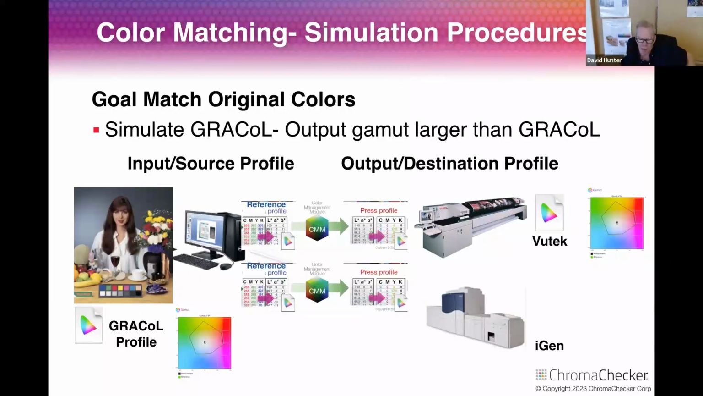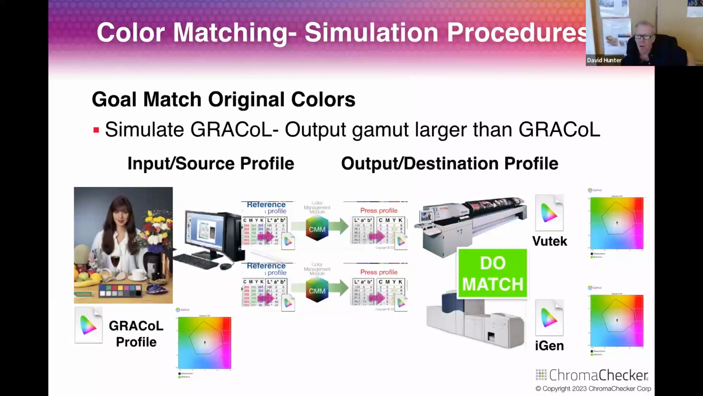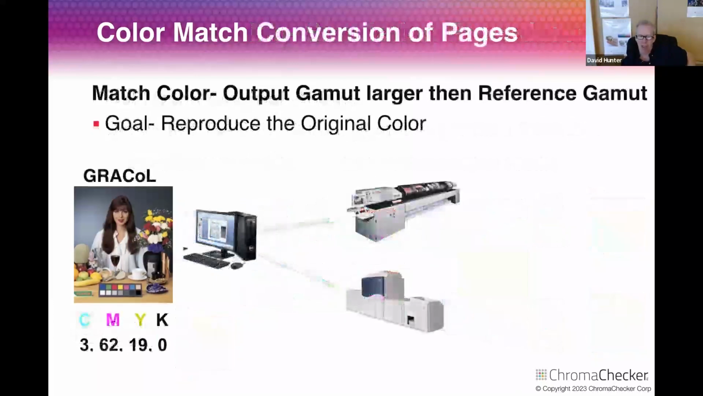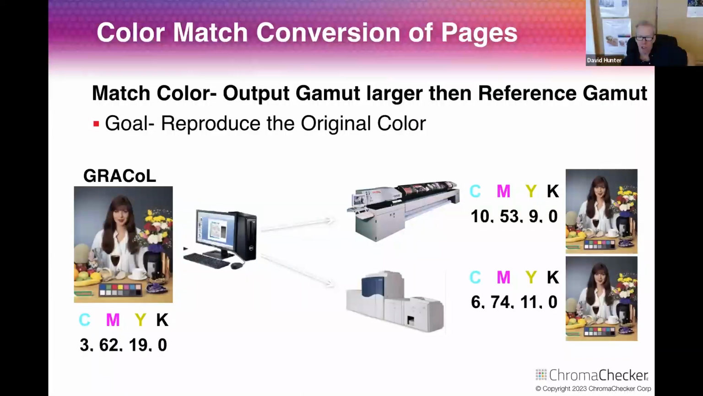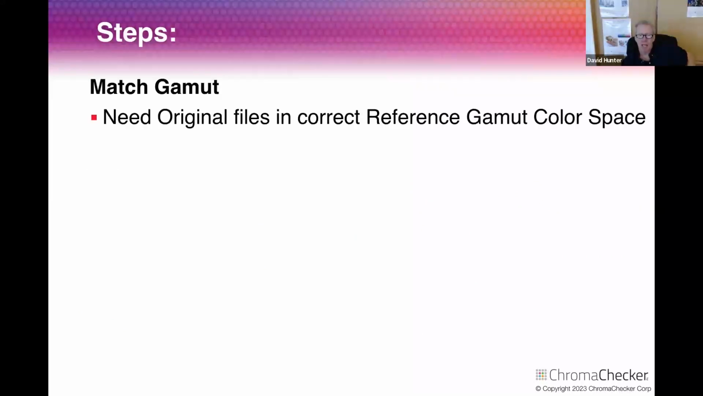And then the same thing with the iGen. And now you've got your iGen matching your ViewTech. So this is the second scenario of matching color. And again, you need to make sure the output gamut is bigger than the original, and you will get color matches.